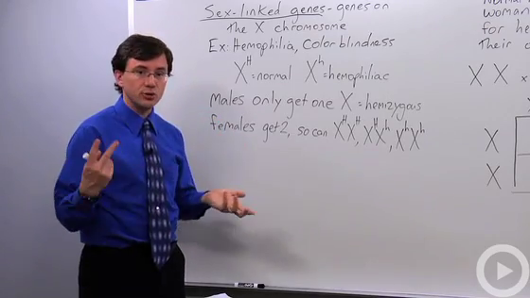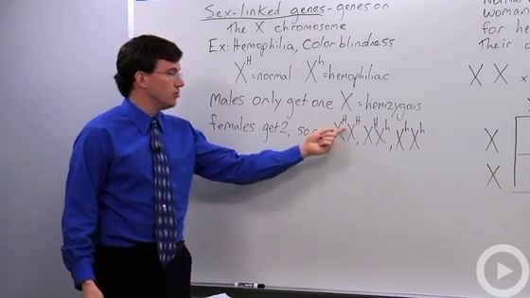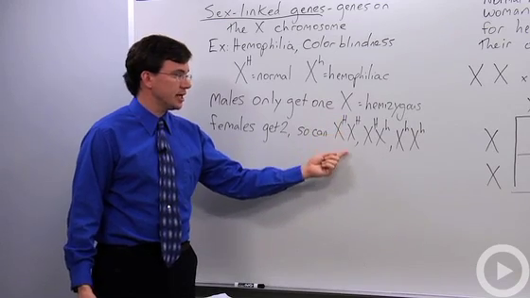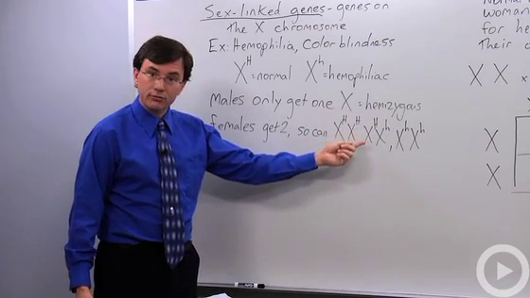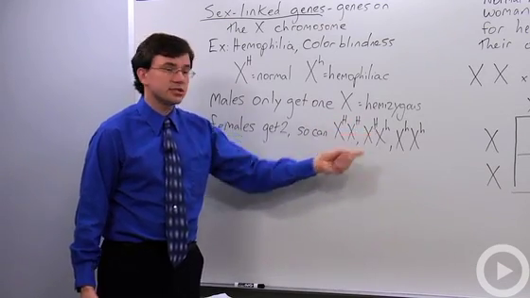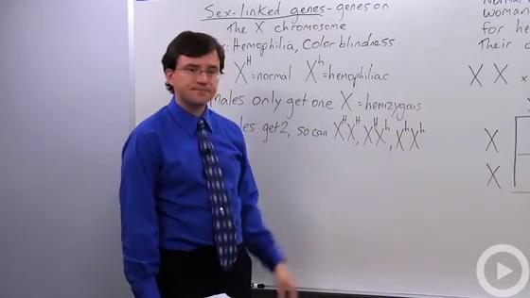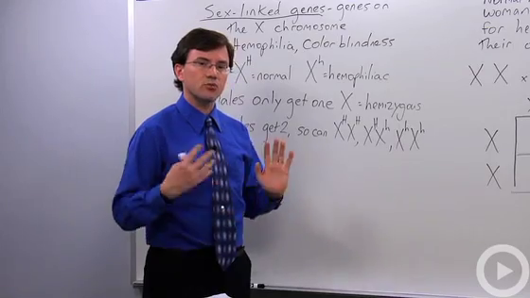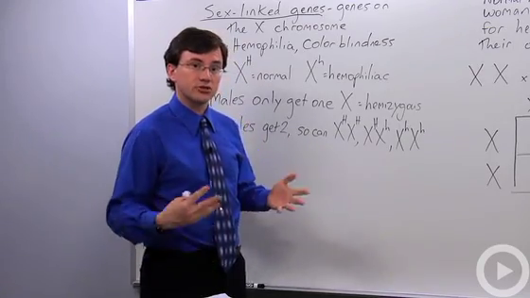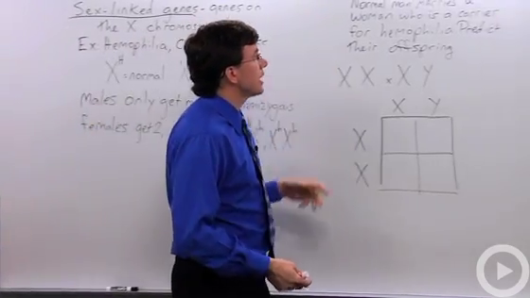Females will actually get two X chromosomes, so they can be homozygous dominant with X big H, or heterozygous X big H, X little h, or homozygous recessive X little h. Now, what would some of the problems that involve sex-linked traits look like? Here's a standard kind of question.